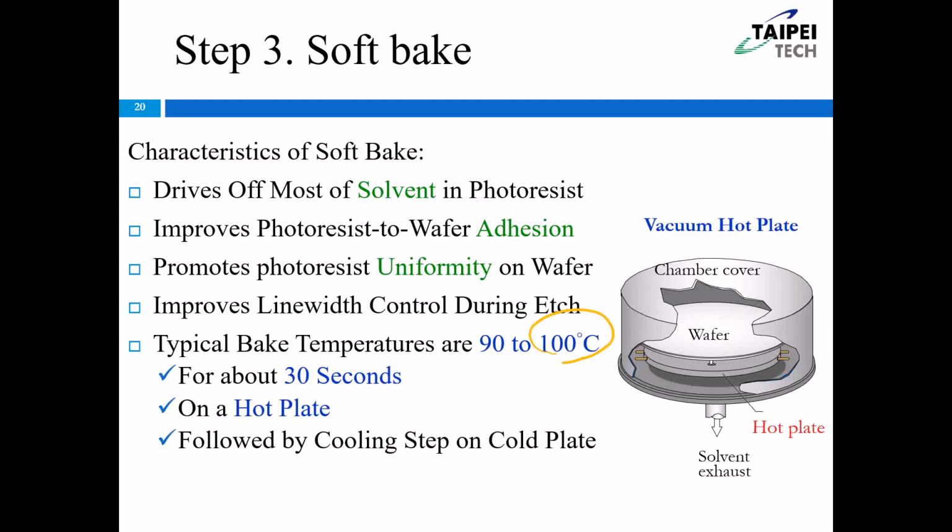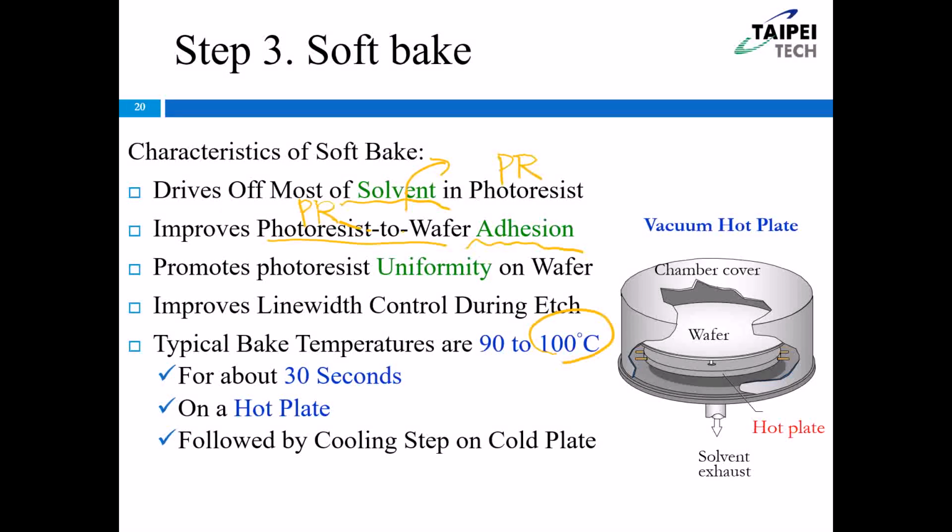And the purpose of the soft bake is very similar. We want to remove the solvent of the PR. Why do I want to remove the solvent of the PR? Because I want to improve the adhesion between PR and the wafer. The adhesion is very important.